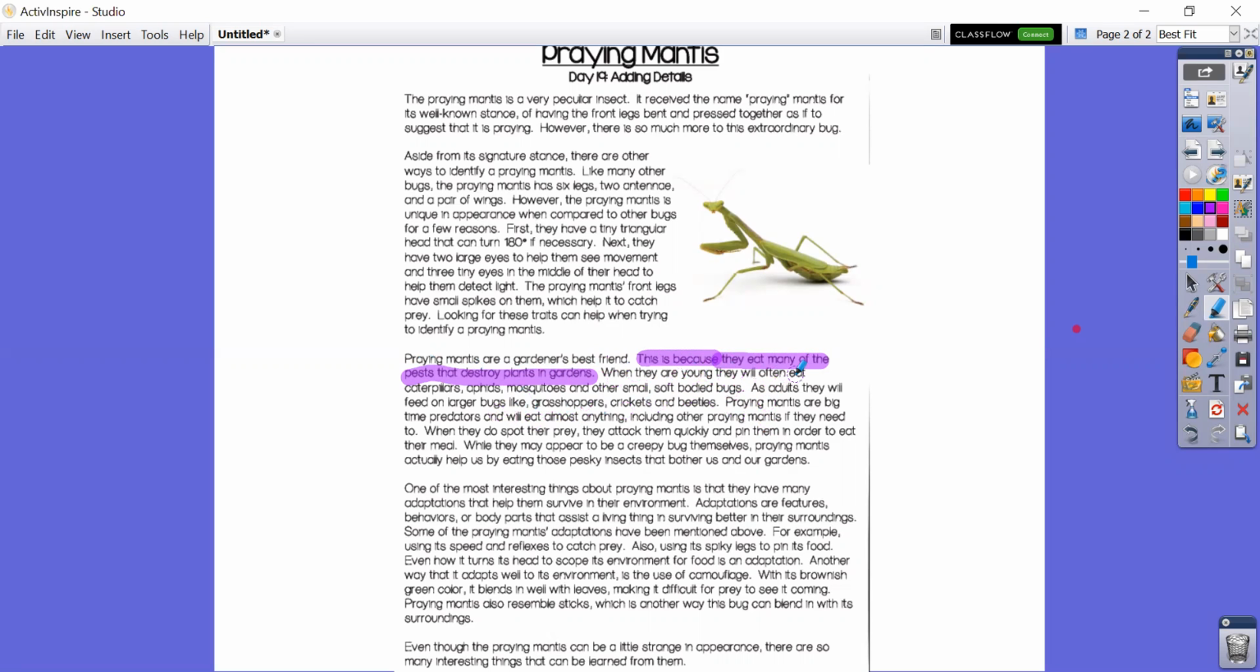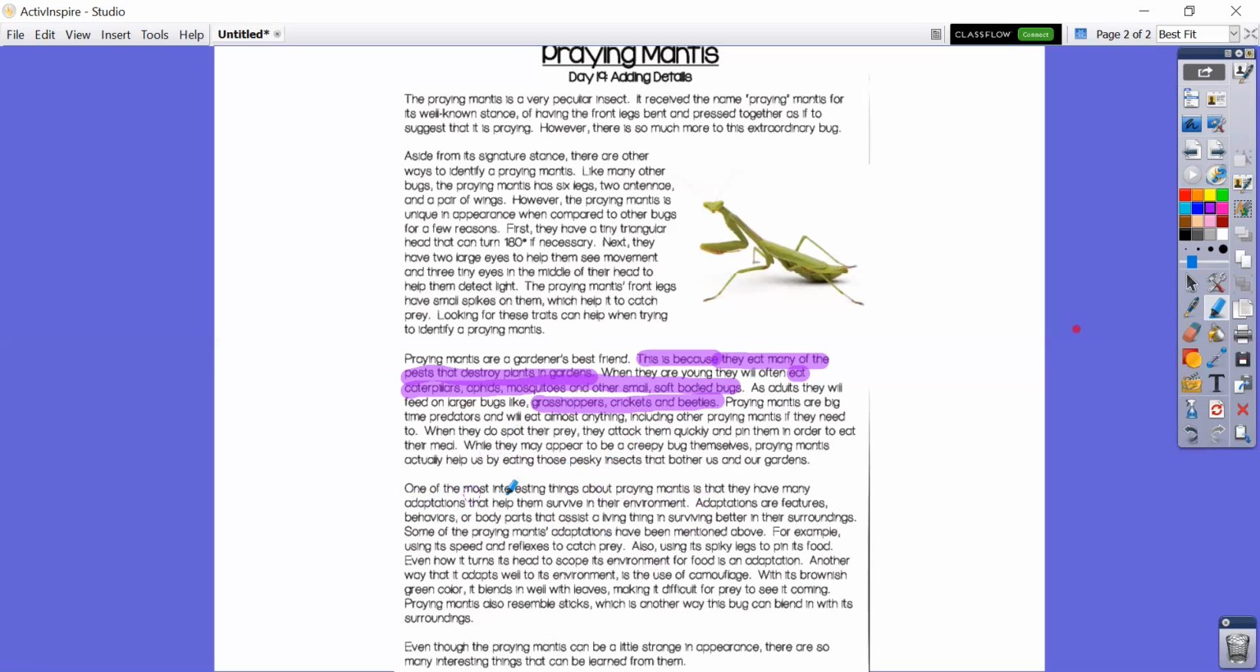And then it goes on even further that they will eat all of these insects right here. So caterpillars, aphids, mosquitoes, and other small soft-bodied bugs. It even talks about how they will eat grasshoppers, crickets, and beetles.